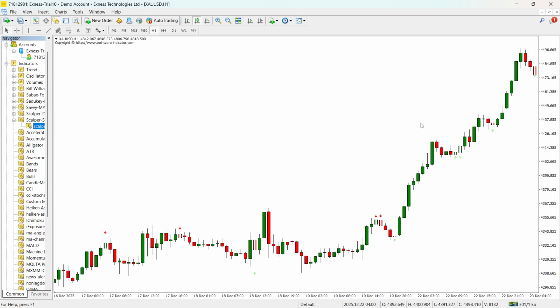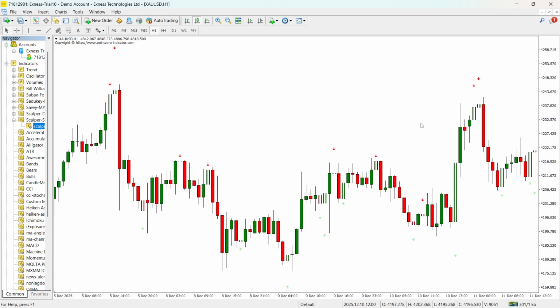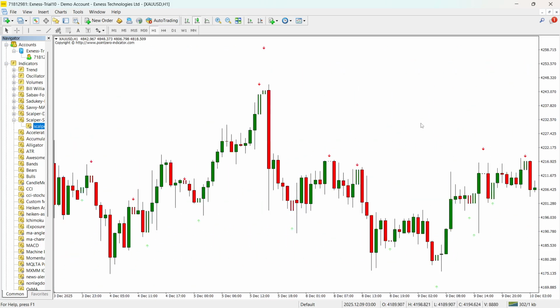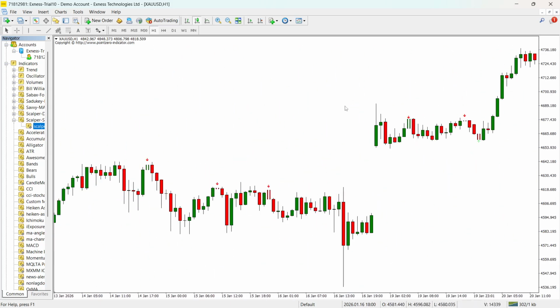As new bars form, the chart fills with these markers, creating a visual history of where the indicator has identified potential scalping zones without dictating exact trade management rules.